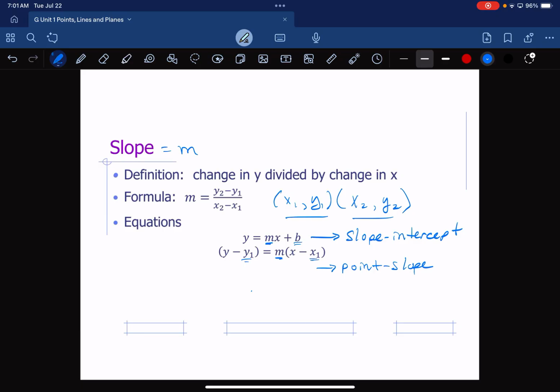So there's that formula. That should not be new to you, that formula for slope. The equation forms there. Hopefully slope-intercept form is familiar to you. Maybe you didn't learn point slope, but we'll talk a little more about that as we go on here.